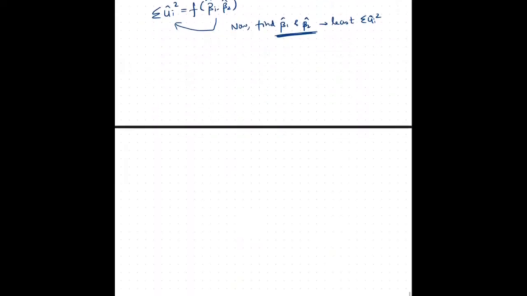Now ui hat is equal to yi minus yi hat, which is equal to yi minus beta 1 hat minus beta 2 hat xi. So this implies summation ui hat square will be equal to summation of yi minus beta 1 hat minus beta 2 hat xi, whole square.